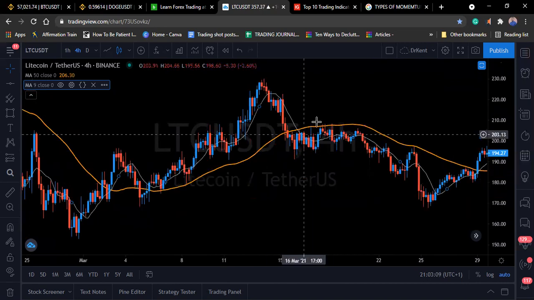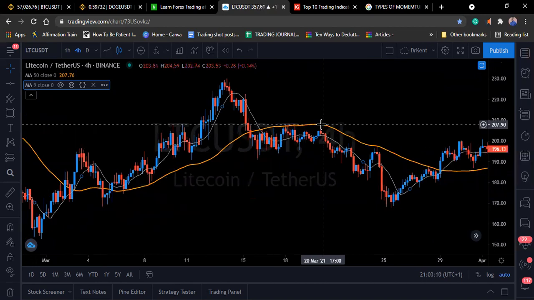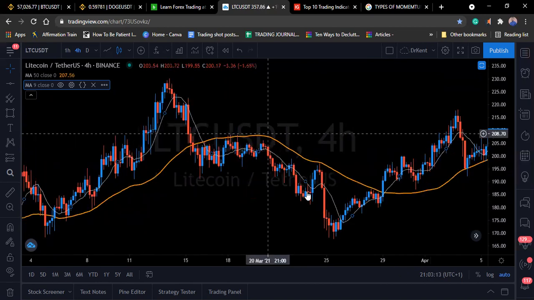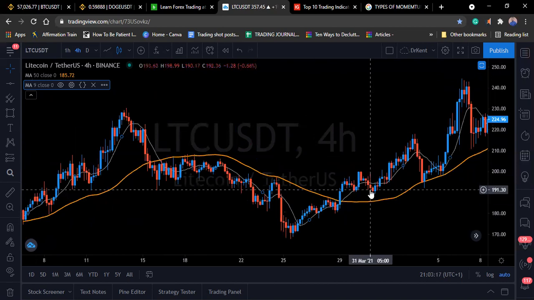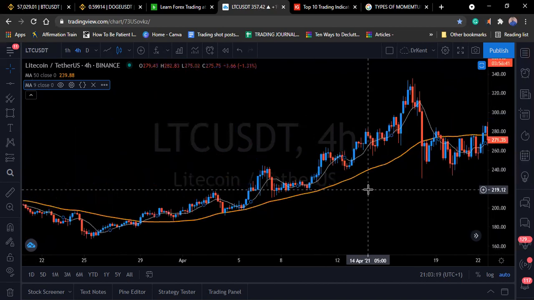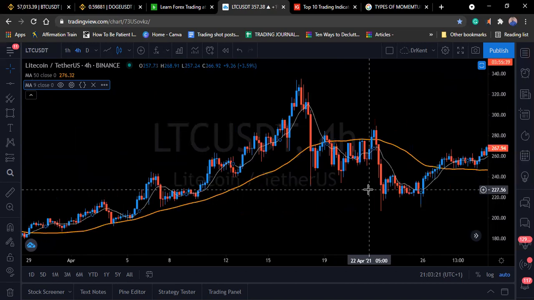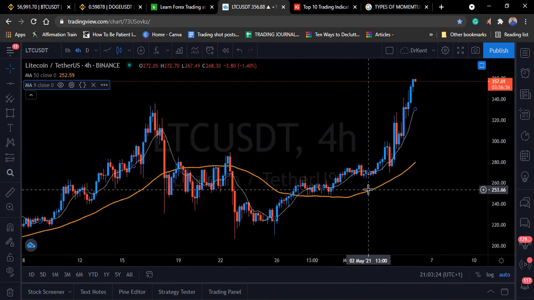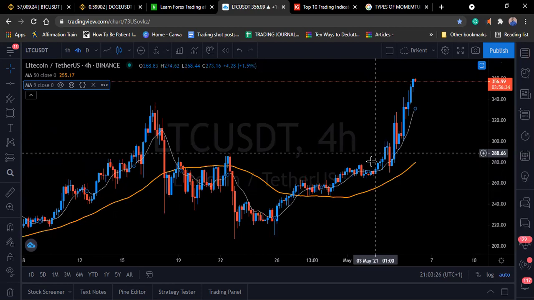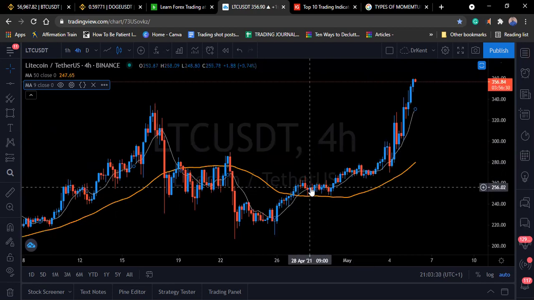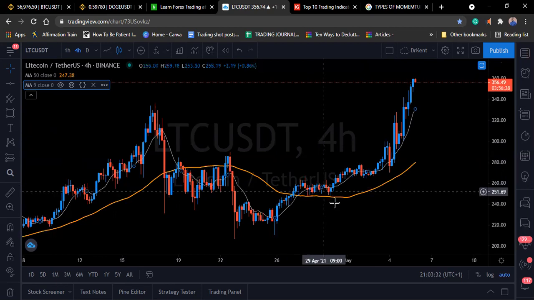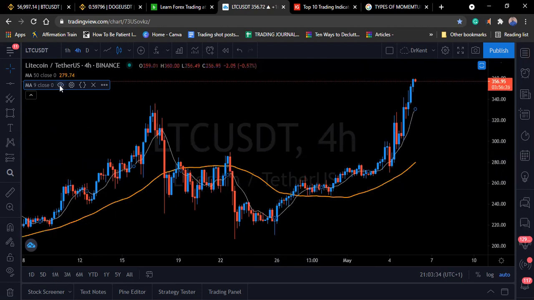When this white line is below the yellow line, you don't try to buy, you only try to sell. But as soon as the white line crosses above this yellow line, you're looking to buy. Now, that is trading purely based off an indicator, meaning you're not really looking at the candlestick, you're just following where the white line is in relation to the yellow line. Now that's one.